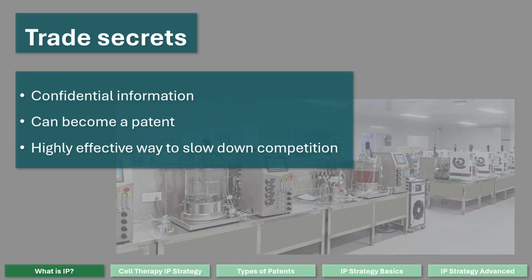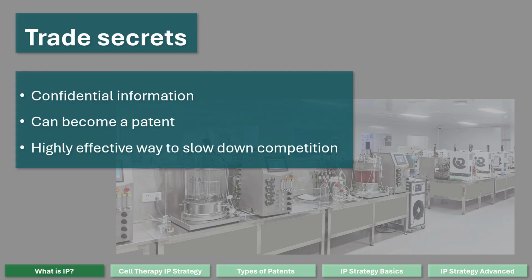The final type of IP relevant to cell therapy is what we will call a trade secret. A trade secret refers to confidential information involving the manufacturing of a biotech cell product that is undisclosed to the public. Trade secrets can often become patents, but for some reason a biotech has decided that the disclosure of the information is not worth the legal protection obtained by the patent.